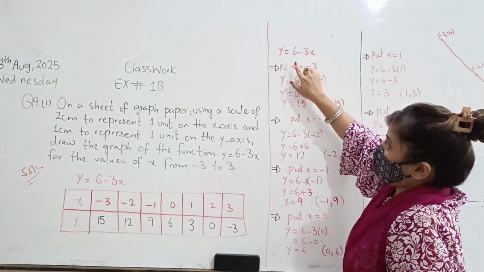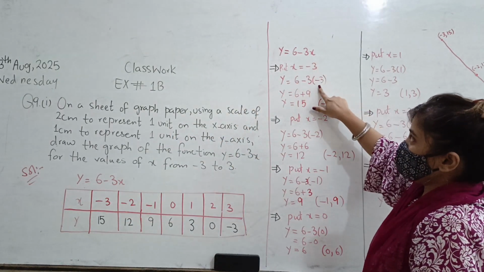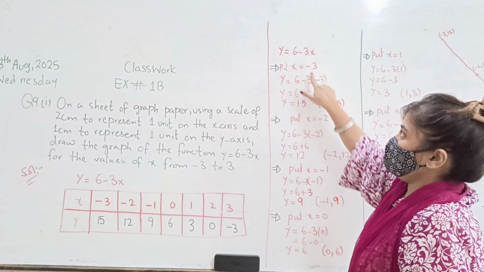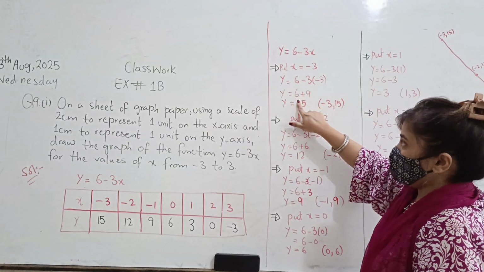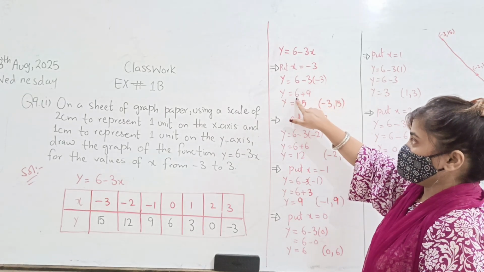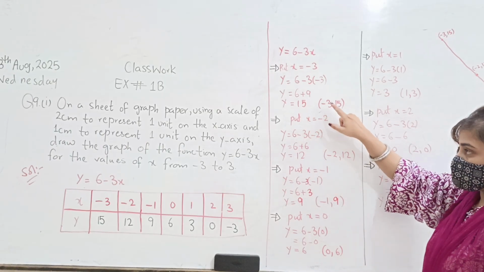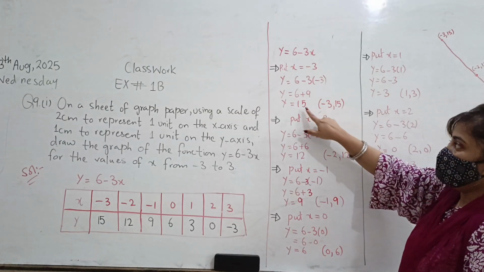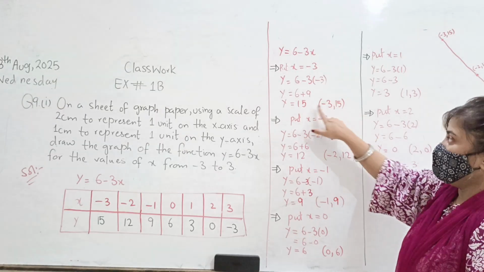So this is the given. I put the value minus 3 in place of x: 6 minus 3 times, and replace this x with minus 3. So 6 comes as it is, minus times minus 3 is plus, 3 threes are 9. So 6 plus 9 makes 15. Coordinates will be first x comes, then y comes. So x value is minus 3 and y is 15.